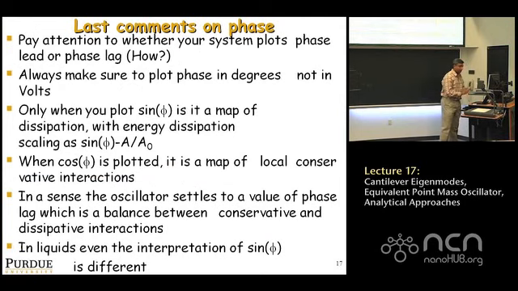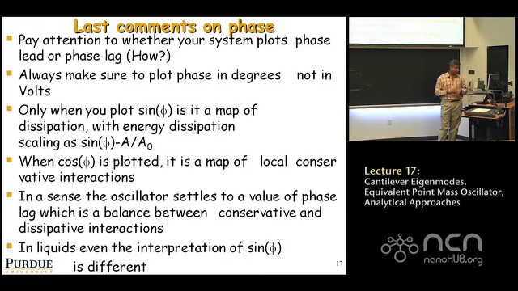So, last comments on phase. Number one, pay attention to whether your system plots phase lead or phase lag. Thanks to Ron's question, he pointed that out. Always make sure to plot phase in degrees, never in volts. Phase cannot be in volts. It's only when you map sine of phi over a sample, not phi, that you can correlate the numbers to energy dissipation.